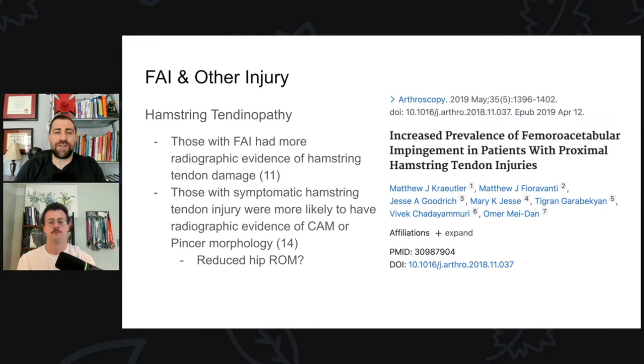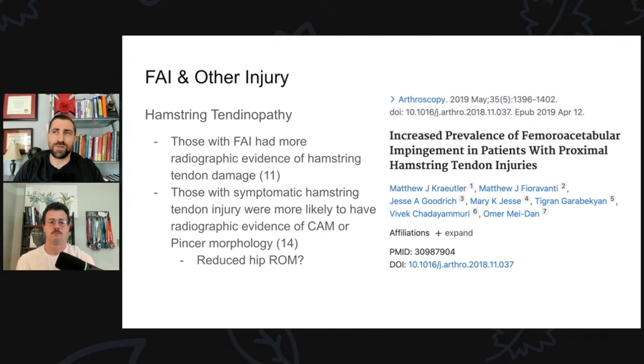Essentially, those with FAI had more radiographic evidence of hamstring tendon damage, and those with symptomatic hamstring tendon injury were more likely to have radiographic evidence of CAM or Pincer morphology, right? My first thought was, okay, maybe we have reduced range of motion at that hip because of some of these bony changes. Maybe that's leading to more tendinopathy locally.